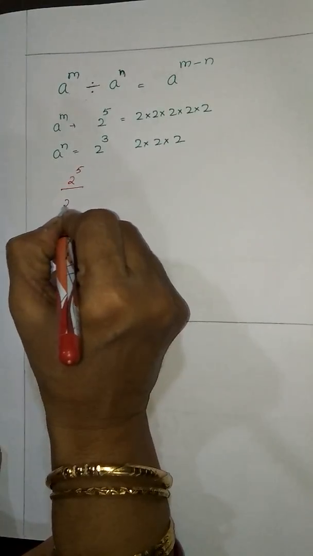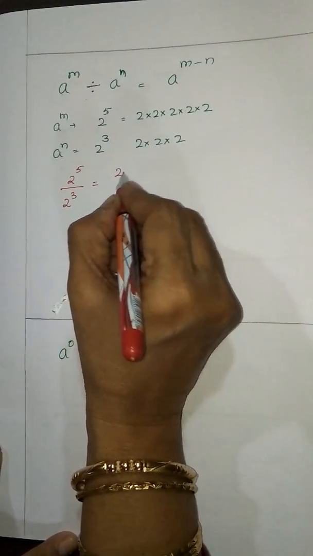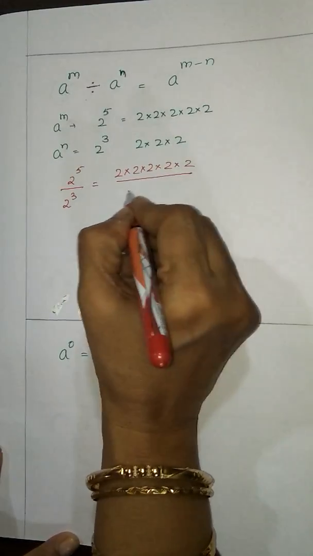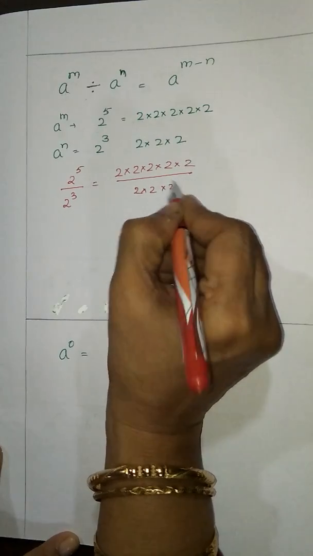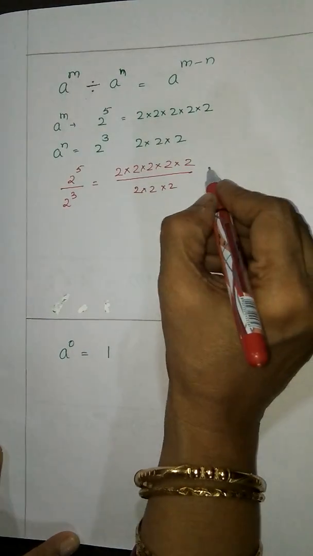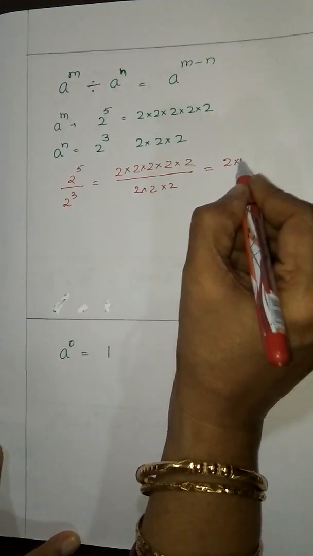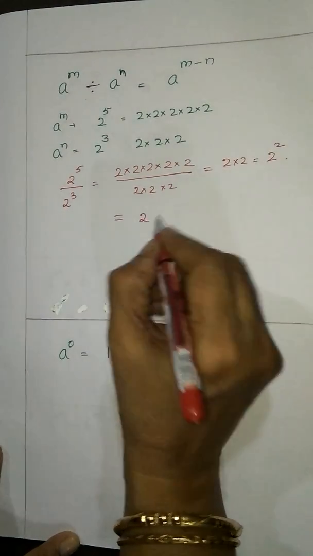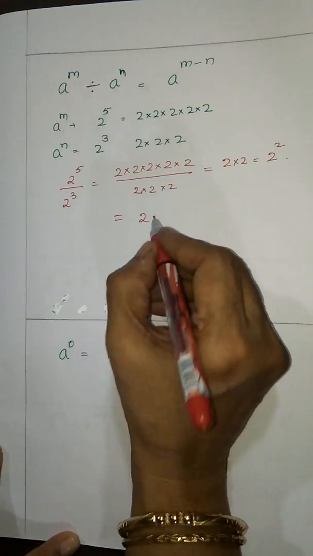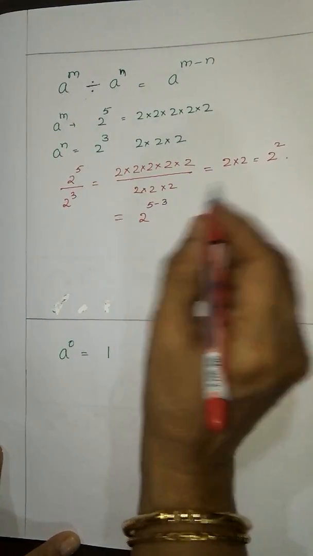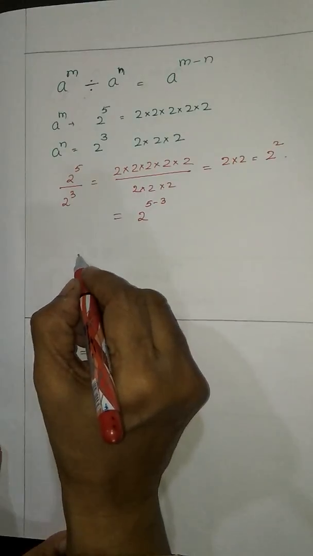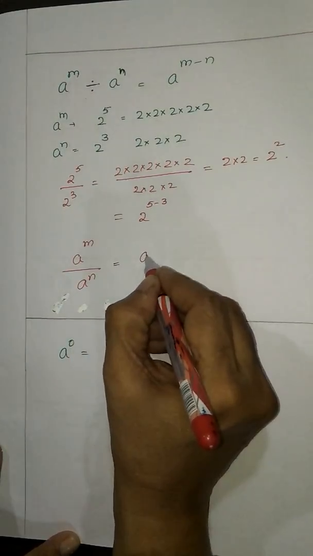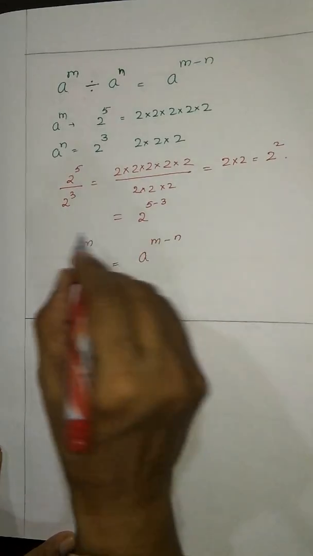Now I will divide 2 to the power of 5 by 2 to the power of 3, that is 2 into 2 into 2 into 2 into 2 divided by 2 into 2 into 2. So I can cut this and I will be left with 2 into 2, that is equal to 2 squared. What is the connection between these powers? 5 minus 3. So you can write a to the power of m by a to the power of n is equal to a to the power of m minus n.